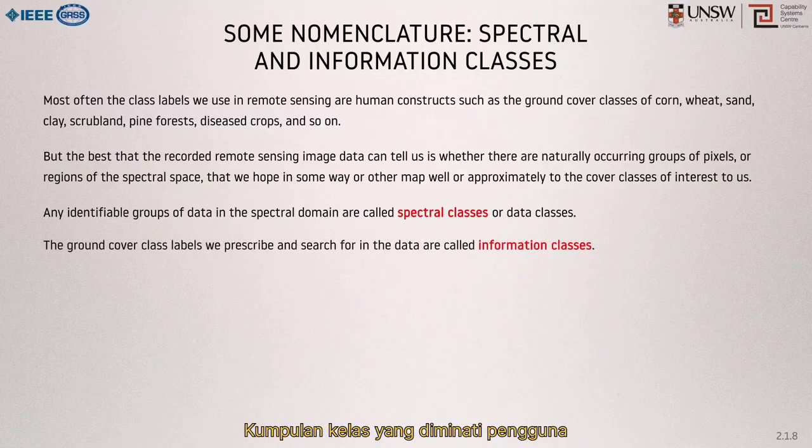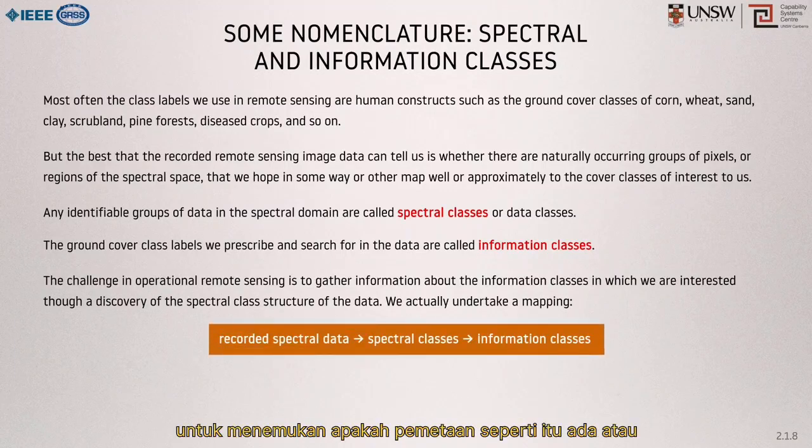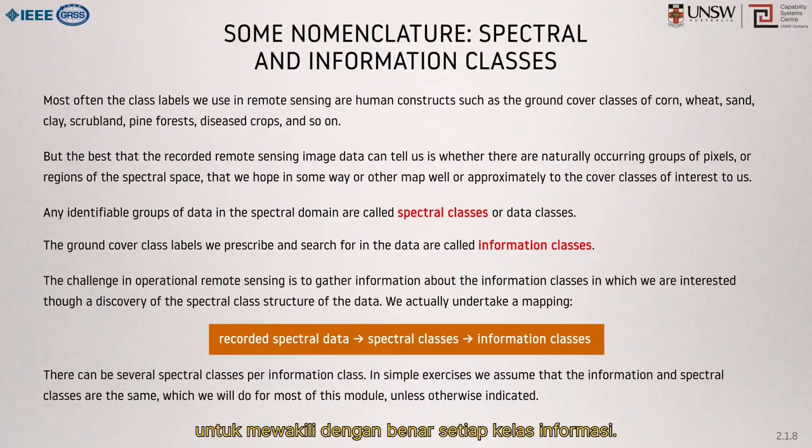The set of classes in which the user is interested are called information classes. They have names like natural vegetation, water, forest, crops, and so on. One would hope that they would align one for one with the spectral classes, but that is often not the case. Part of the skill of the analyst is to discover whether such a mapping exists or whether several spectral classes may be needed to represent properly each information class.